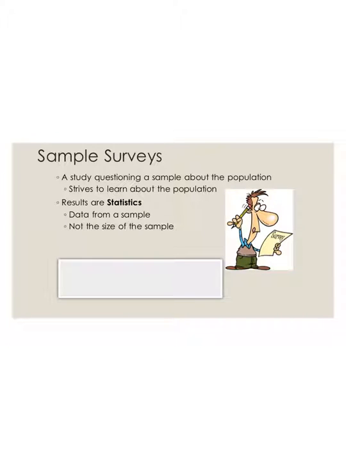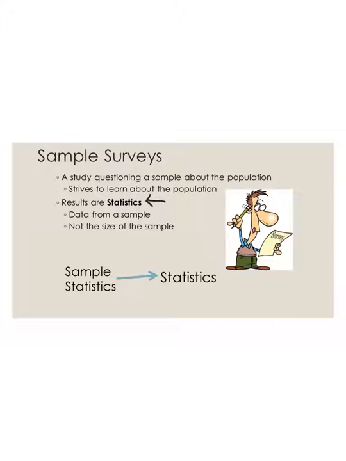Often, again, a sample survey is a study questioning a sample about the population. We're hoping to learn something from that population. If I have some sort of data value that comes directly from the sample, we call that a statistic. So notice if I have a sample stat or a stat that comes specifically from the sample, we call whatever that data value is a statistic.